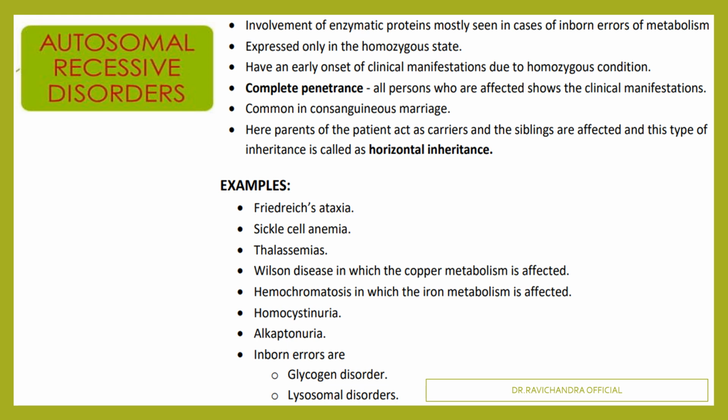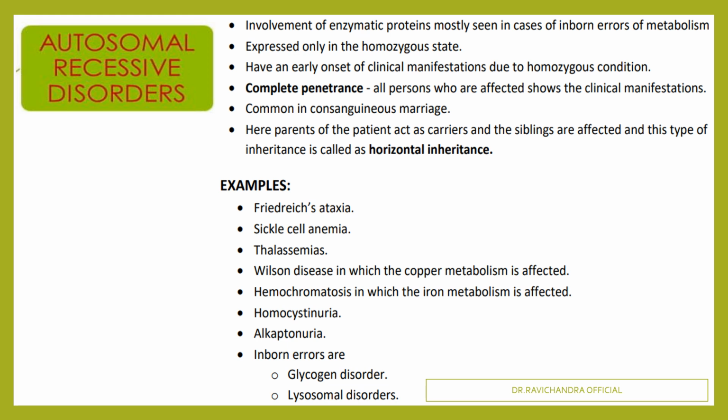Autosomal recessive disorders involve enzymatic proteins mostly, as seen in inborn errors of metabolism, and are expressed only in homozygous state. They have an early onset of clinical manifestations due to the homozygous condition. There is complete penetrance, that is, all persons who are affected will show the clinical manifestations. Common in consanguineous marriage, the parents of the patients act as carriers and siblings are affected, and this type of inheritance is called horizontal inheritance.